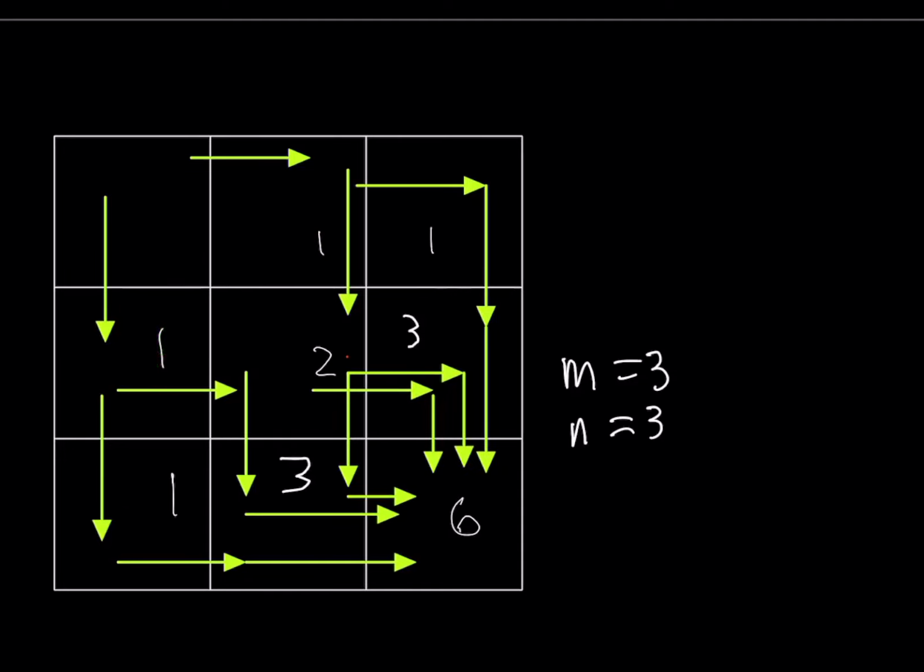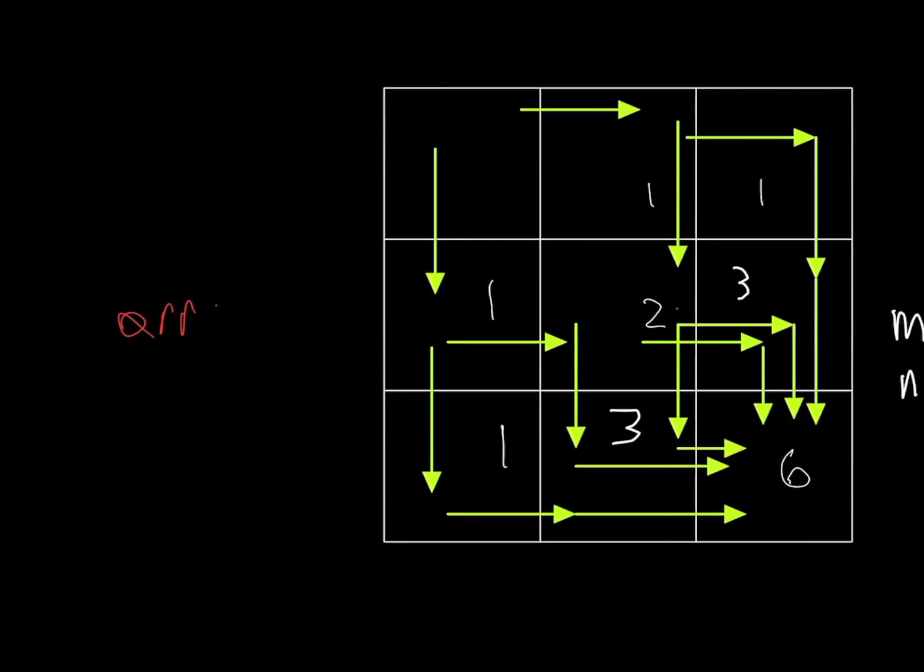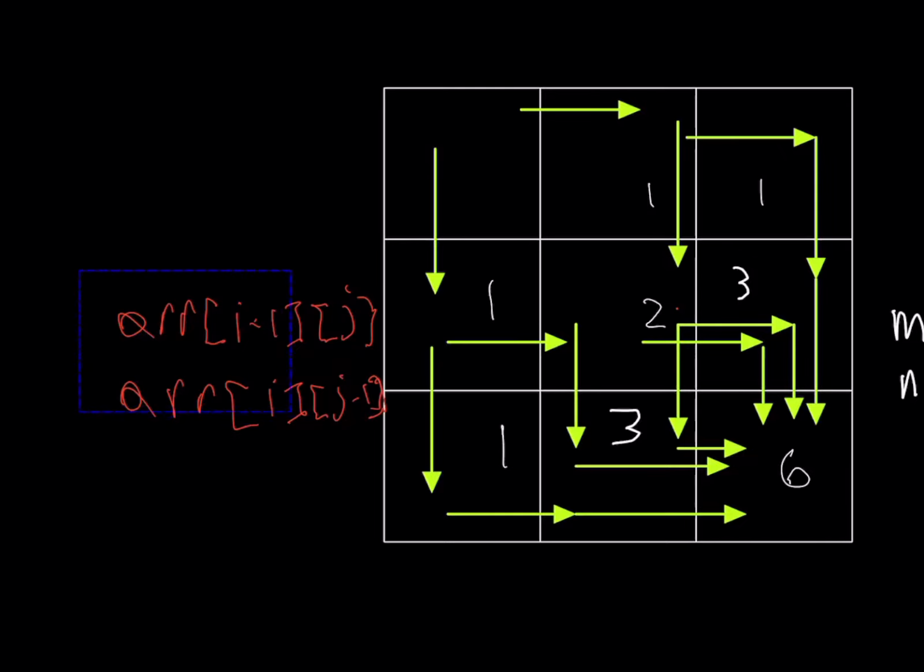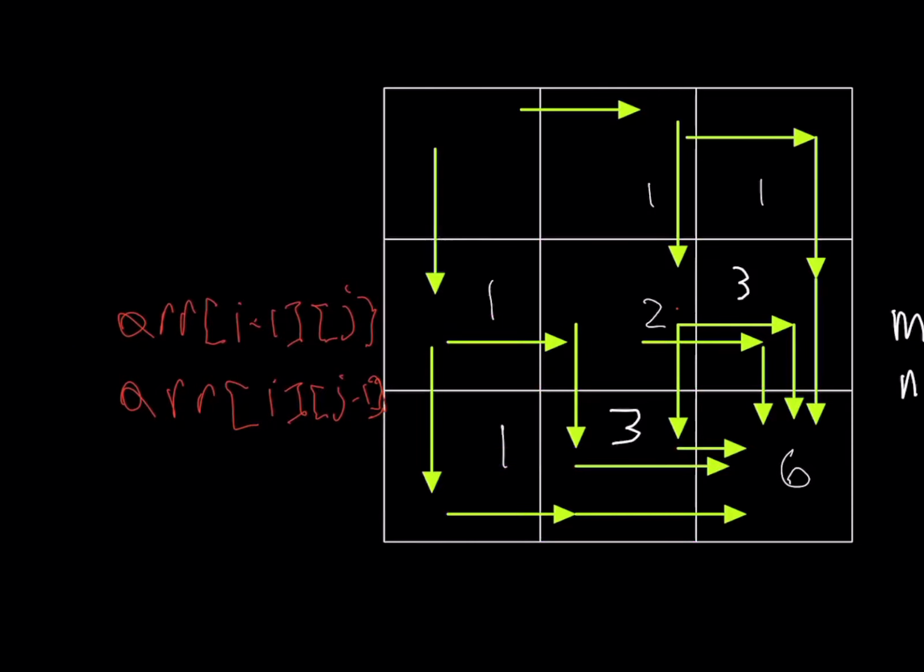So let me just write this down. So let's call this r, and we're going to say r of i minus 1, j, and then we're going to add r of i, j minus 1. So it makes sense. Yeah, we're just going to add those two. Let me just put this to the right because I want to make this readable. Let me fix that. I'm just going to rewrite it. We're actually going to write it in code.